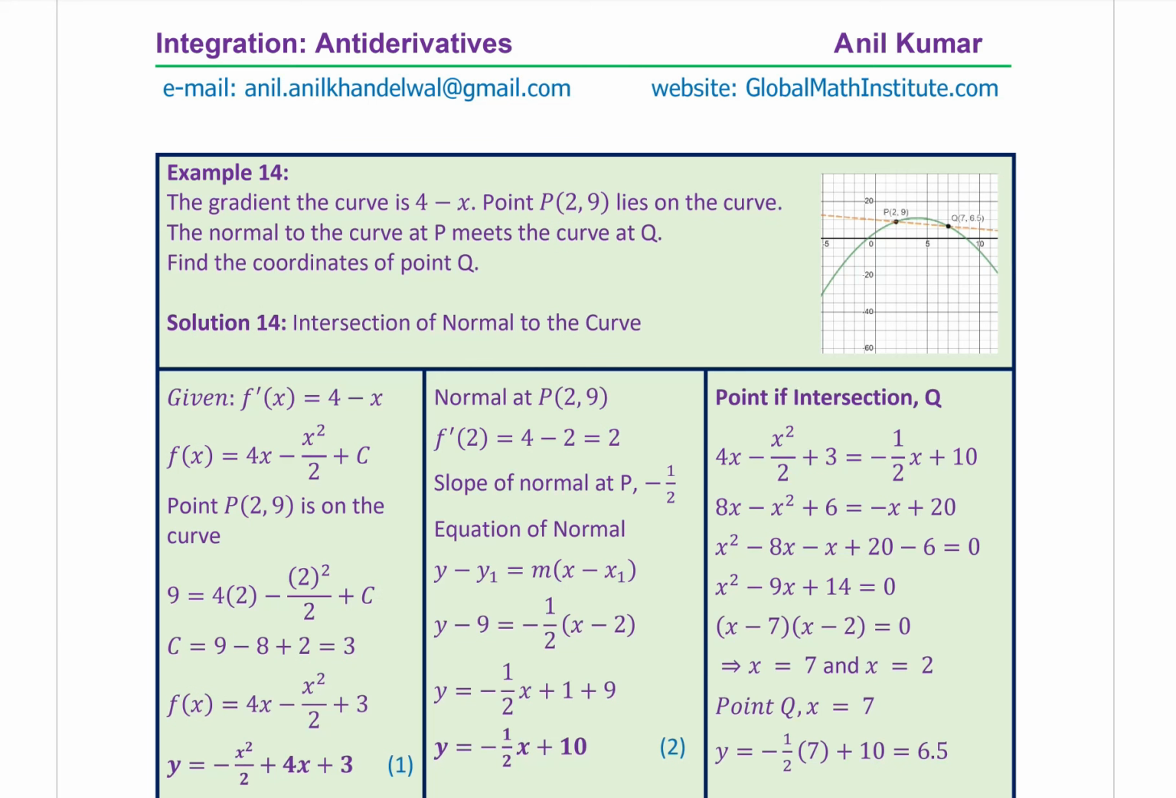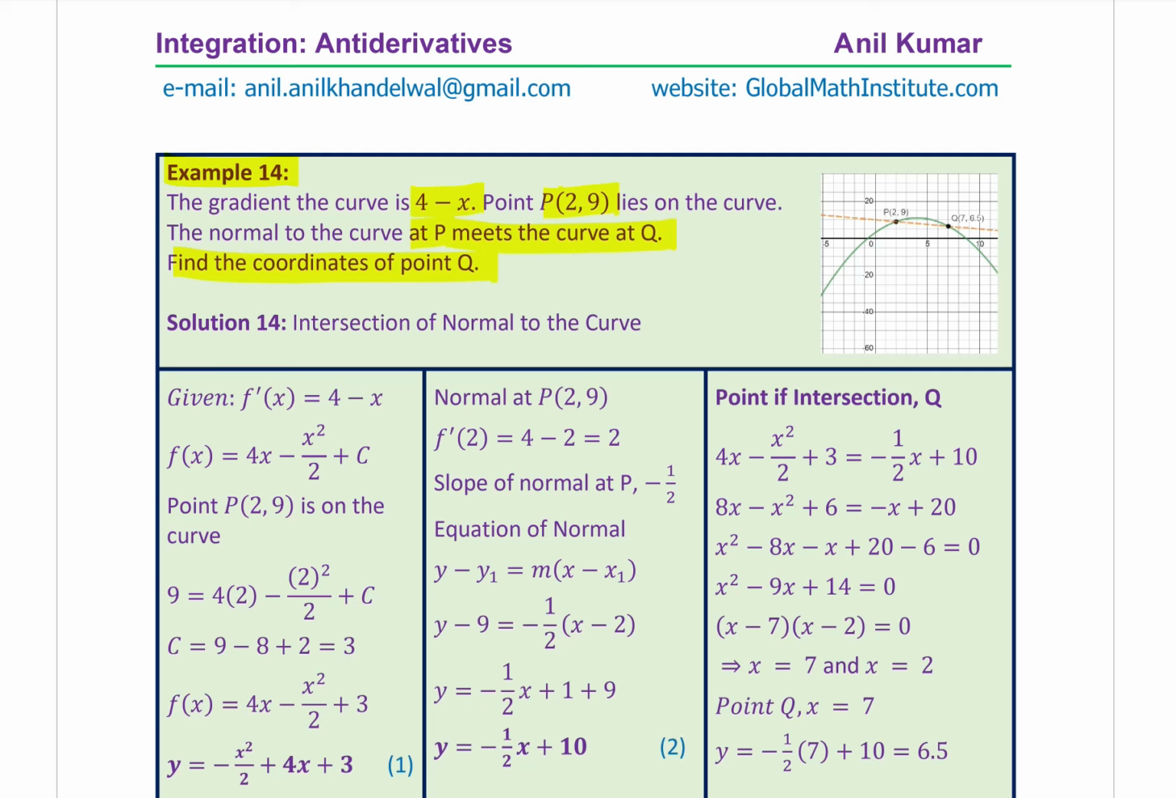Now here is the last question on integration. The question is question number 14. The gradient of the curve is 4 minus x. Point P, (2, 9), lies on the curve. The normal to the curve at P meets the curve at Q. Find the coordinates of Q. That's the question for you. You can always pause the video and answer the question.